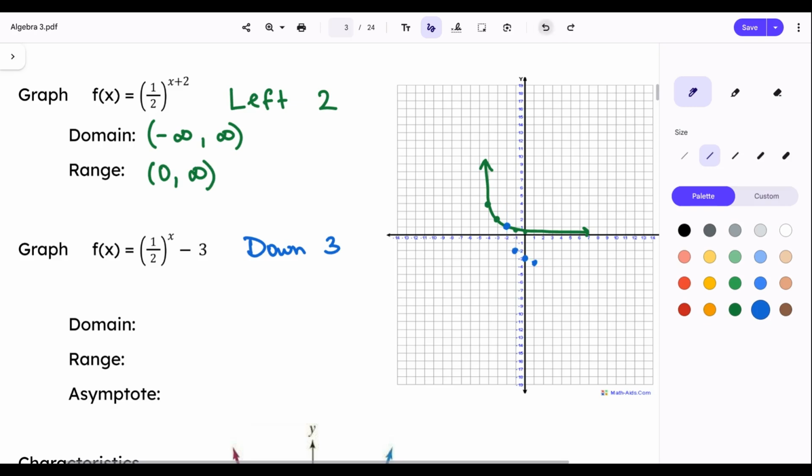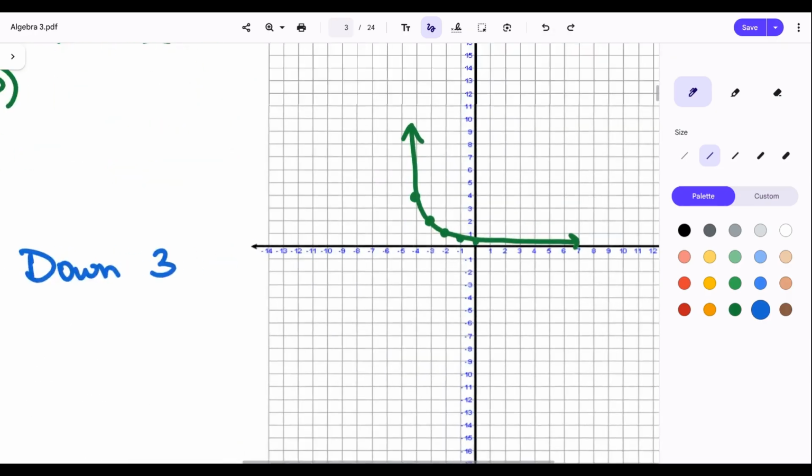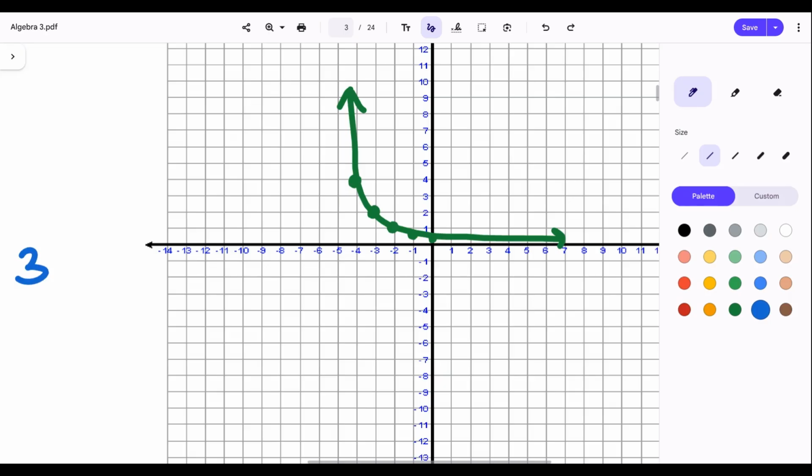Hold on, I've got to back up here. I think I graphed wrong. Let me zoom in. Yes, I did graph wrong. I think I went down too far on one of my points. It should look like this.